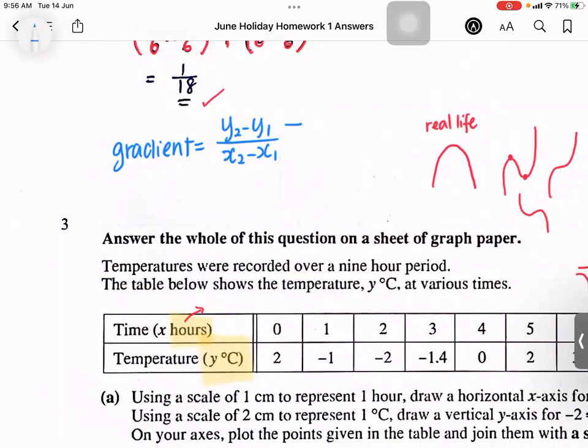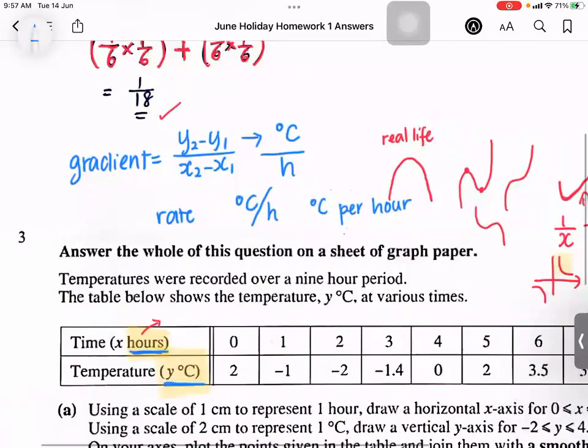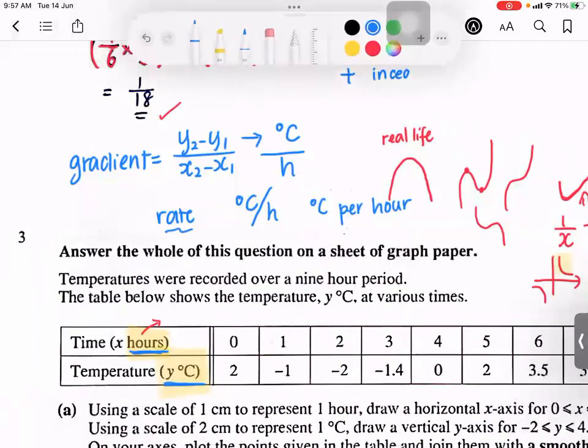Oh, the y is what unit? The y-axis is degrees Celsius. Over, what is my x unit? The x unit is in terms of hours. What does this mean? This is degrees Celsius per hour. So this is actually a rate now, in terms of degrees Celsius per hour. Okay, when we have a positive gradient, we are talking about a rate, so it means it's increasing. Oh, how to spell?